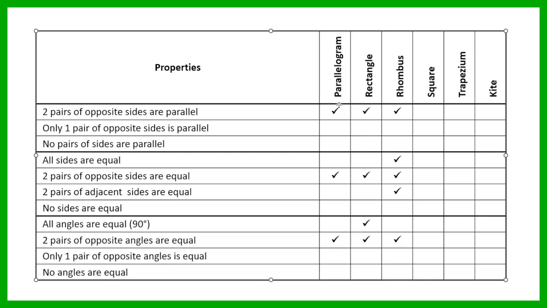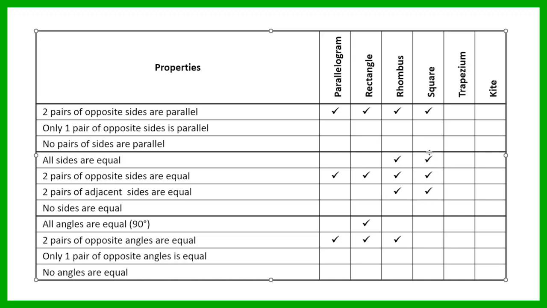Next, we've got the square. Now, the square, once again, is another special kind of parallelogram, but it's actually even more than that. A square is kind of like taking a rectangle and a rhombus and squashing them together. If you take the properties of a rectangle and the properties of a rhombus and you put them together, you get the square. A square is a parallelogram, so it has the two pairs of opposite sides parallel to each other, but it also has, just like a rhombus, all sides equal to each other, as well as the two pairs of opposite sides equal and the two pairs of adjacent sides equal.